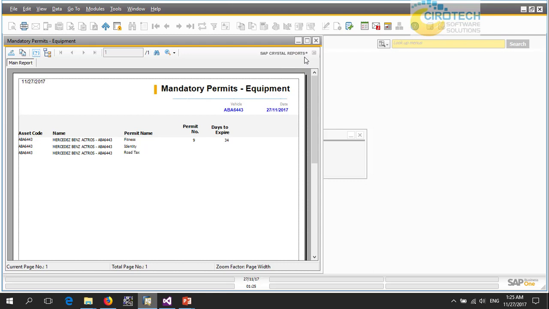And in this case, we've got a fitness permit that has 34 days before expiry for this vehicle, and this vehicle does not have two mandatory permits, identity and road tax, and therefore the safety department can initiate a purchase requisition for the rest of these permits. Bear in mind that the system can be configured to block creation of consignment notes for a vehicle that does not have at least one mandatory permit.